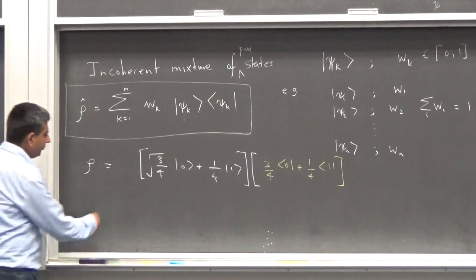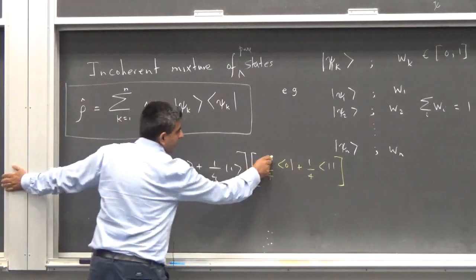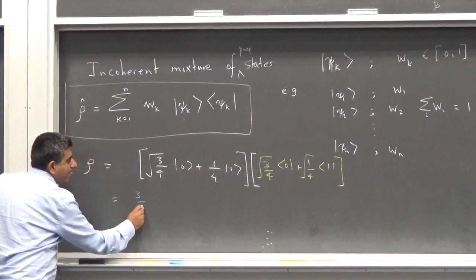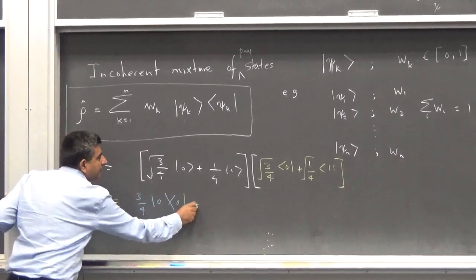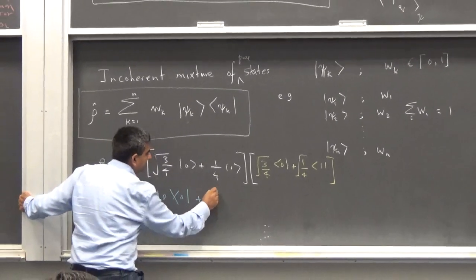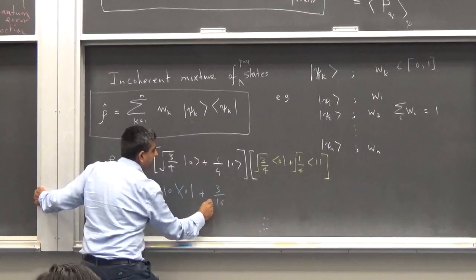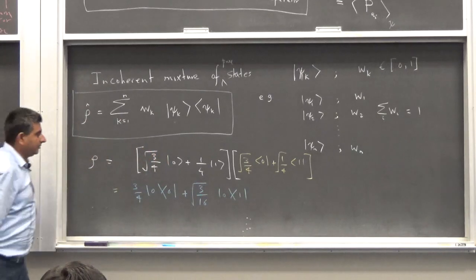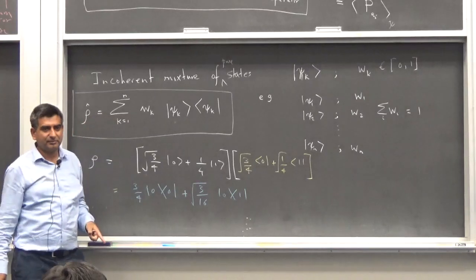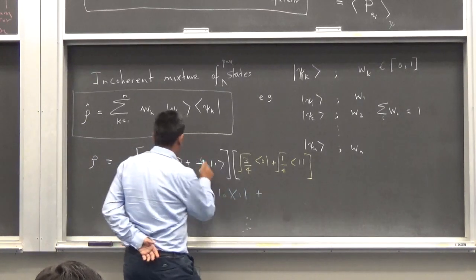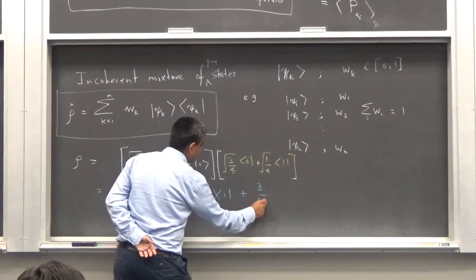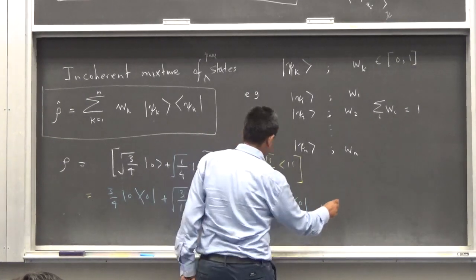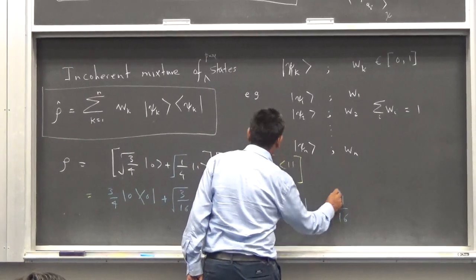If I were to write this out, this becomes 3 by 4 ket 0 bra 0 plus under root 3 by 16 ket 0 bra 1. Remember, this is an outer product, plus 3 by 16 under root ket 1 bra 0 plus 1 by 16 under root.